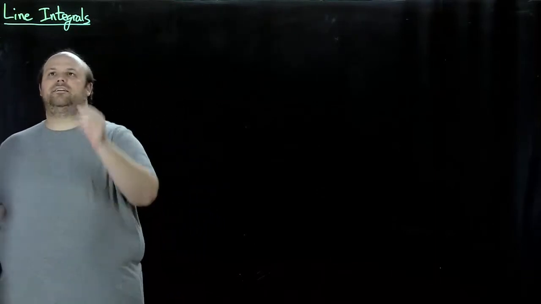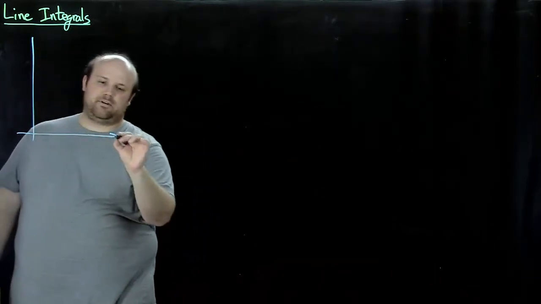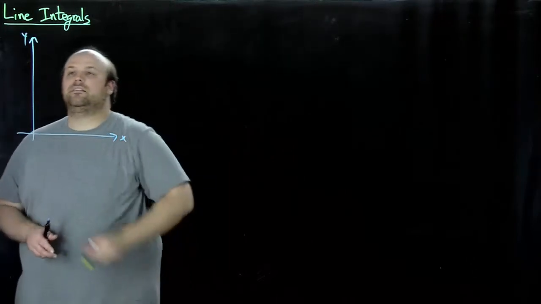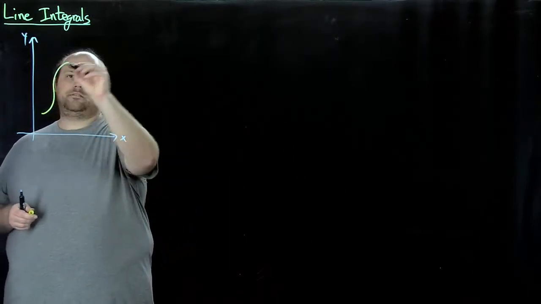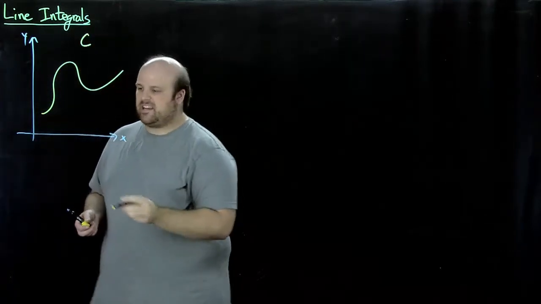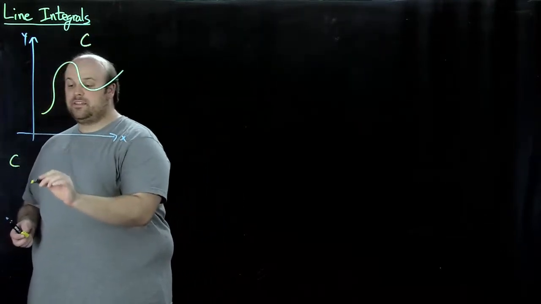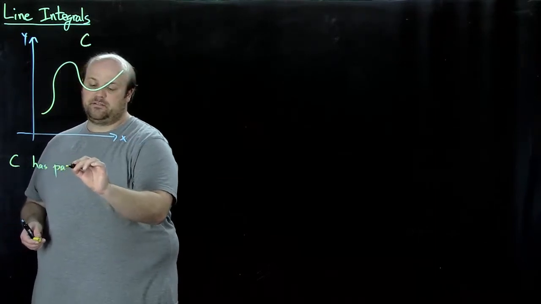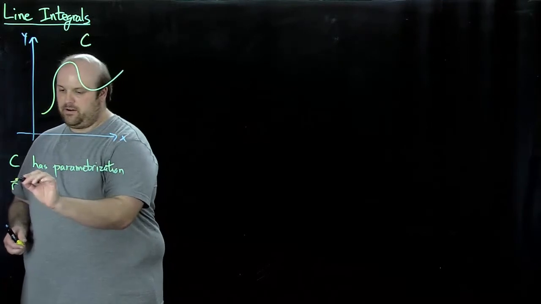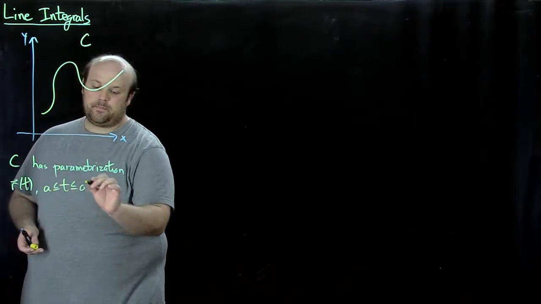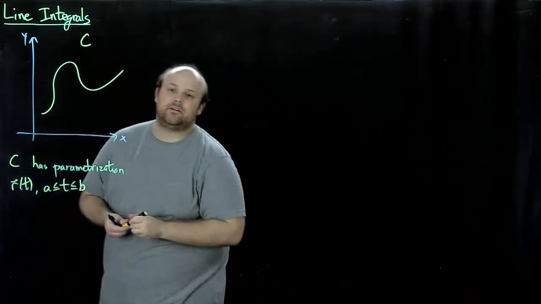So let's draw the xy plane here. And let's say I had a curve that looks something like this, right? Just some curve C, right? And I'm going to say C has parameterization given by r of t, where t is between a and b, right?